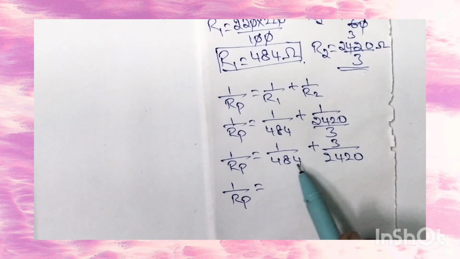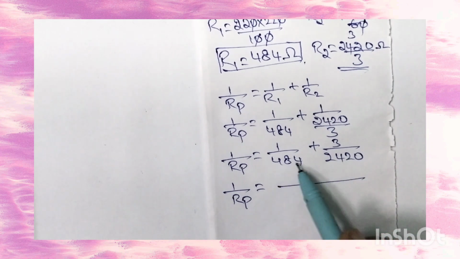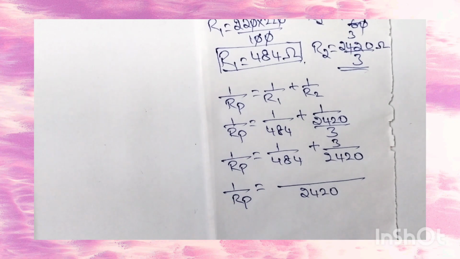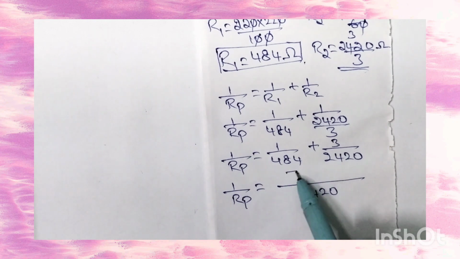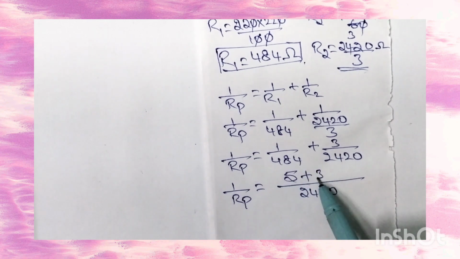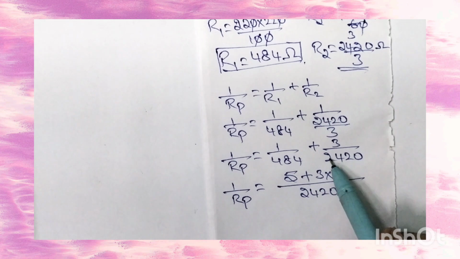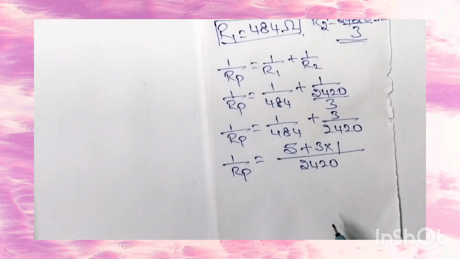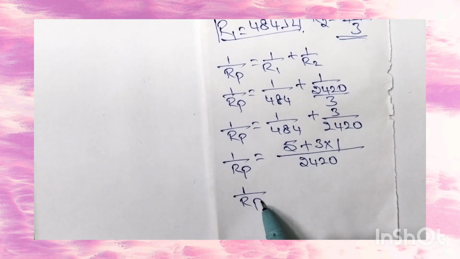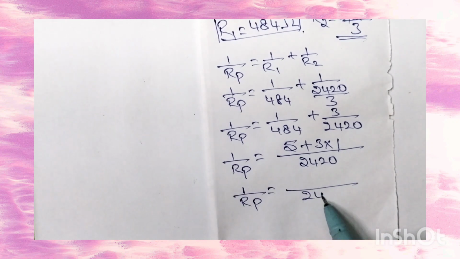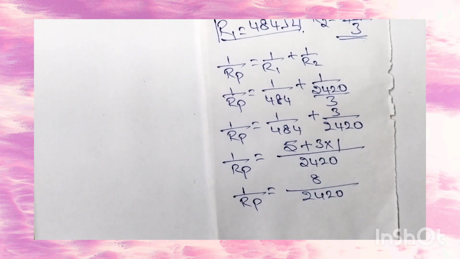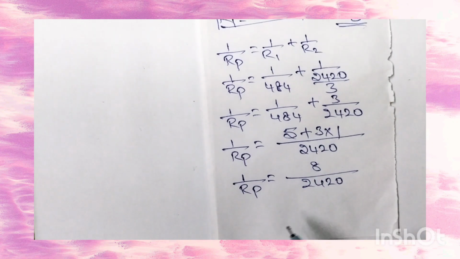So now if I simplify it, among 484 and 2420, 2420 is the LCM. In 484 ones, where 2420 comes, 5s are, plus 3 into, in 2420 where 2420 will come, 1s are. So 1 over Rp is equal to, so 2420, here 5, 3 ones are 3, so 5 plus 3 is 8.